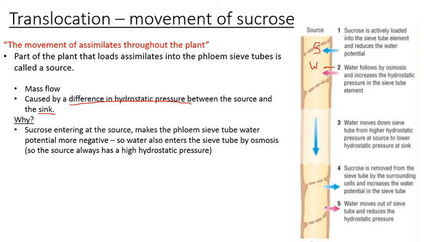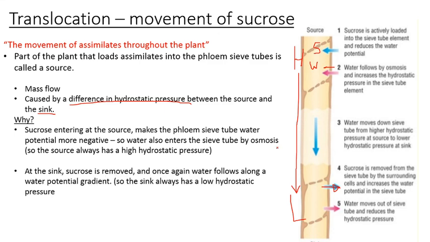Again, there's a reason for that. At the sink, the sucrose gets removed, again by diffusion, to cells that need it. Cells that are respiring obviously have little to no sucrose, so it will move by diffusion. And water, because again, if you're moving sucrose this way, you're making these cells have a lower water potential, so water moves by osmosis to follow it. So this will always have a very high hydrostatic pressure, and the sink will always have a very low hydrostatic pressure in comparison, which means we always get the mass flow of assimilates.